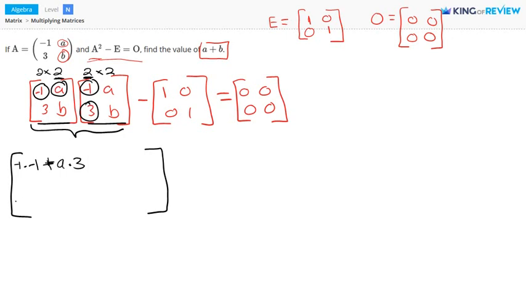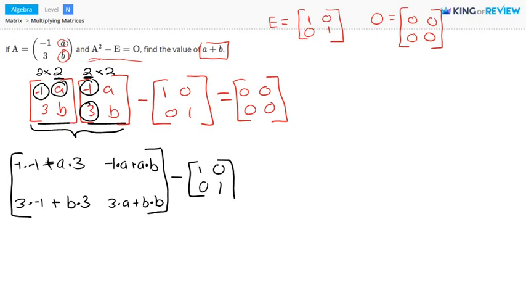So the next entry is 3 times negative 1 plus b times 3. Moving over to the second column, we have negative 1 times a plus a times b. And our last entry is 3 times a plus b times b. And we'll add this here, minus 1, 0, 0, 1, and this equals the zero matrix. So now we have our product here. Let's go ahead and simplify these entries.